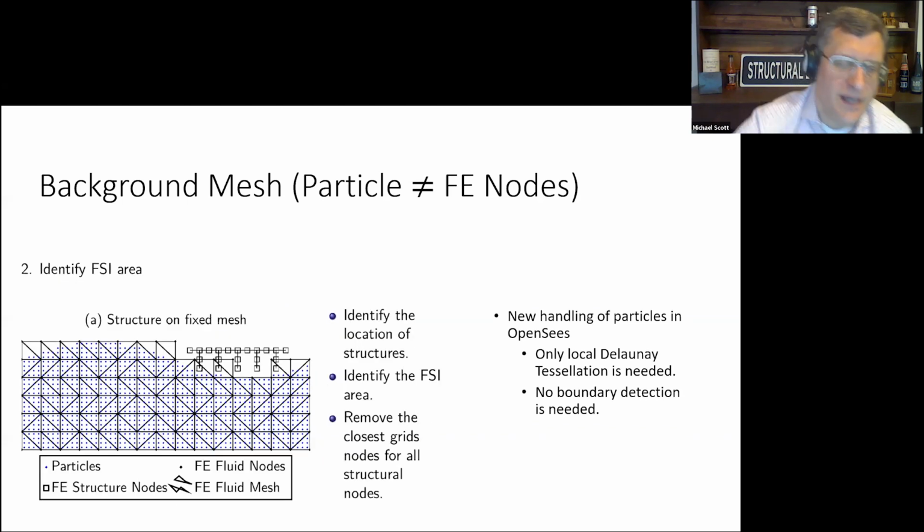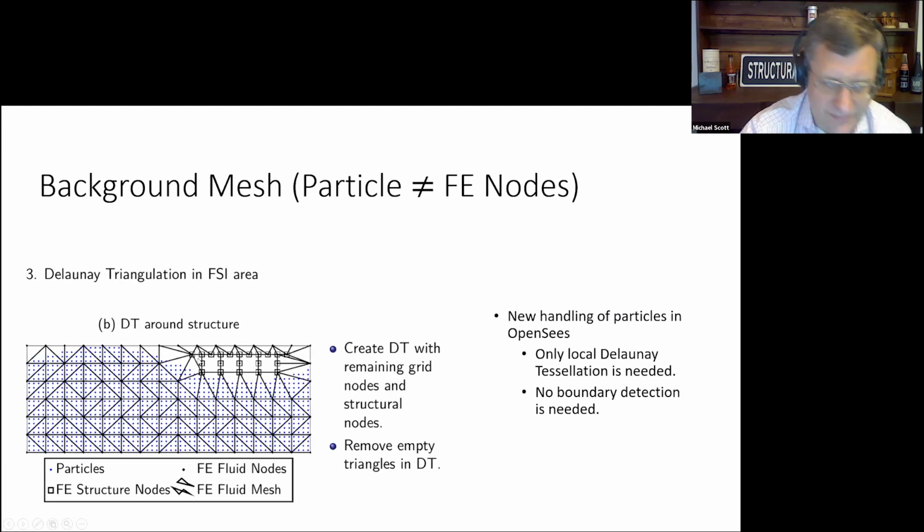But if we have a fluid and then a structural mesh, like let's say this is a simple stick model of a bridge deck, like a cross section here, with girders, deck there, we would identify the location of the structure and then the FSI area around the structure and the fluid, and then remove some of the grid nodes. And then triangulate around the interface only. So these elements here are triangulated, and then the rest of the fluid, like the fluid only domain, remains on a relatively fixed grid.